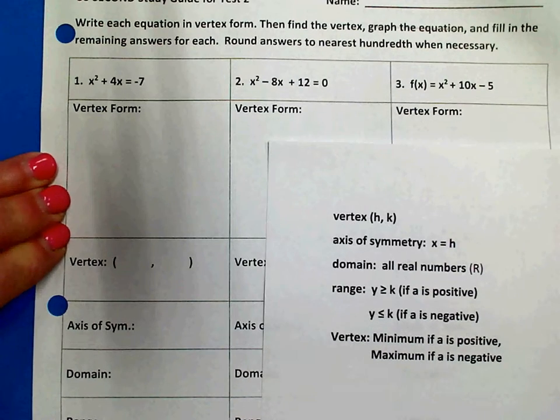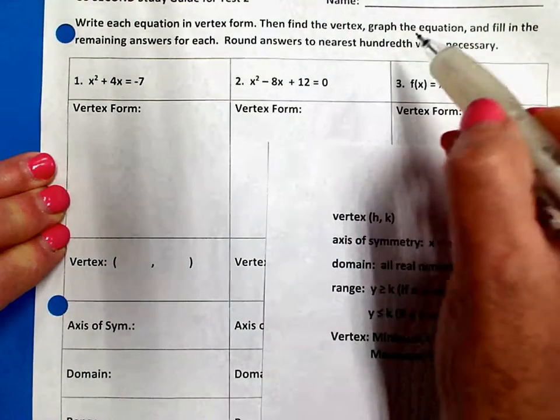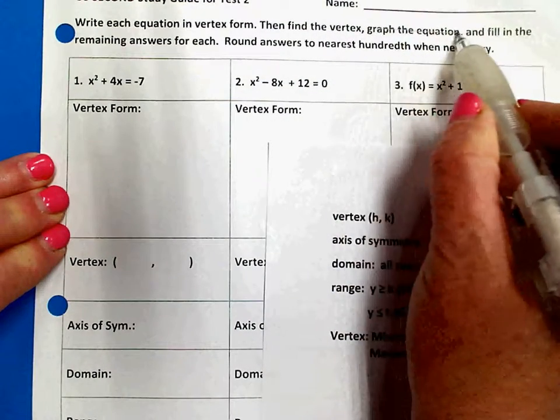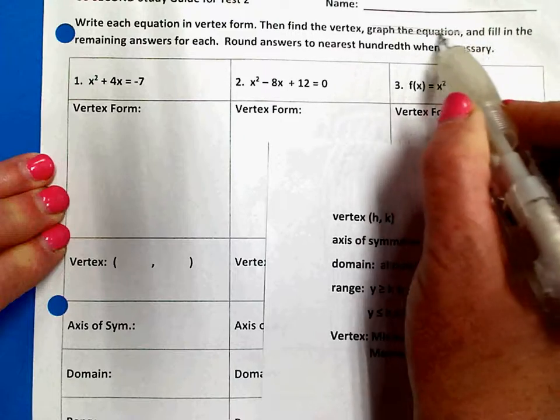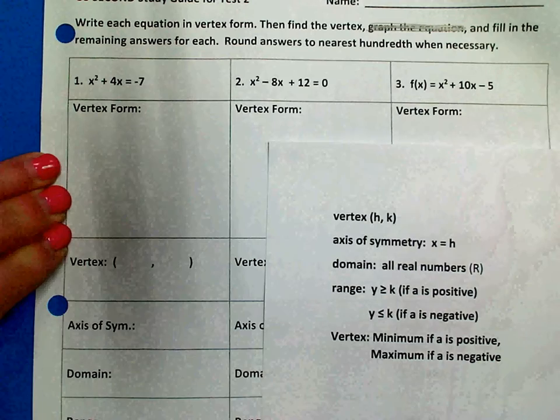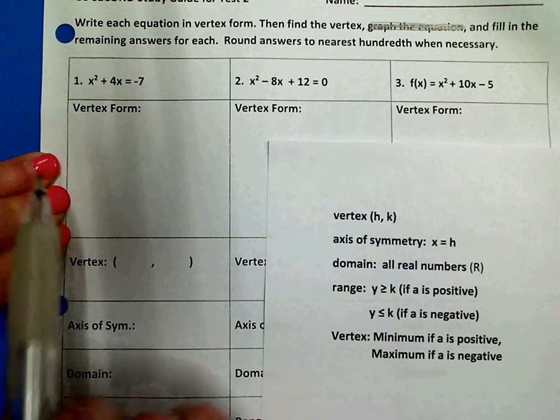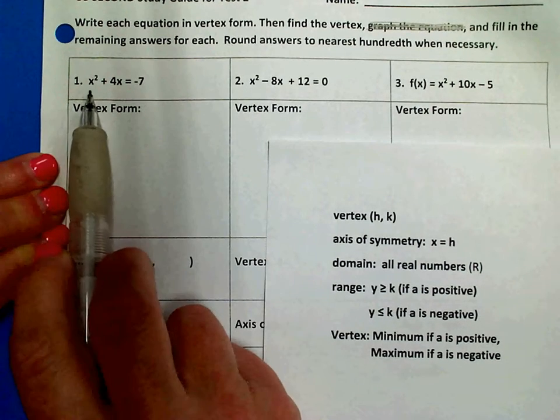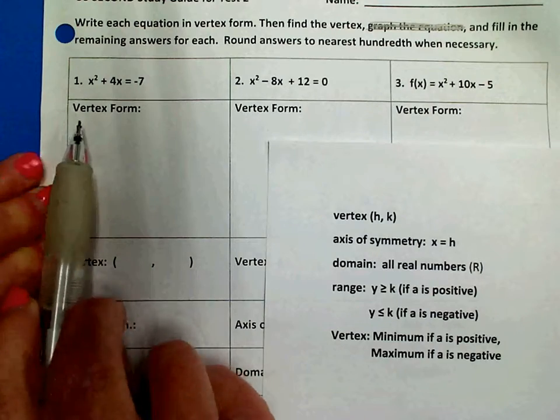First thing I need to address is, on this study guide, the directions ask us to graph the equation, but we decided that we would remove that and not graph this time. We'll graph later. So on number 1, we're asked first to put this quadratic equation into vertex form.